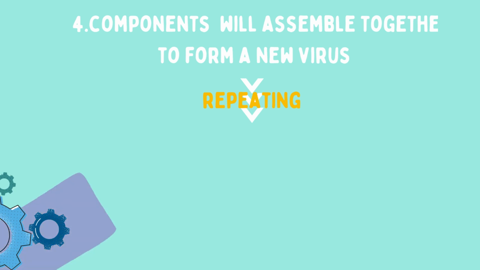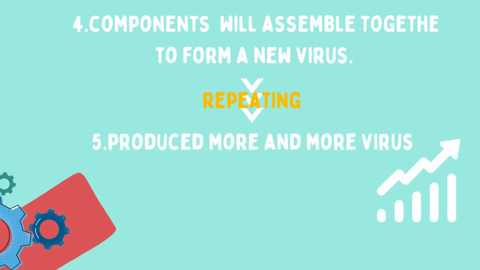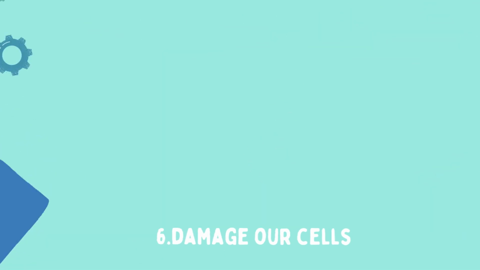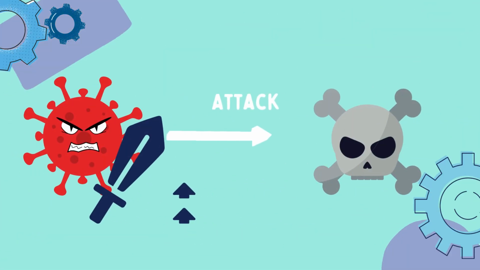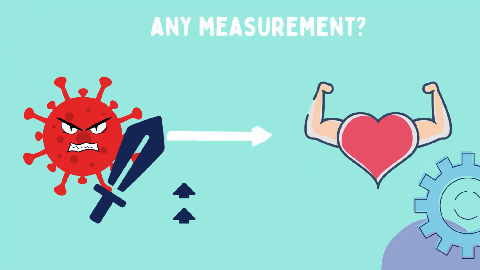When the components are produced, they will assemble together to form a new virus. This process keeps repeating, which means many viruses are replicated in a single cell, and they will damage our cell and go to other cells in our body and repeat the same process. Wow, the viruses are so aggressive and dangerous. Are there any measures that can help us to kill or remove the viruses in our bodies?